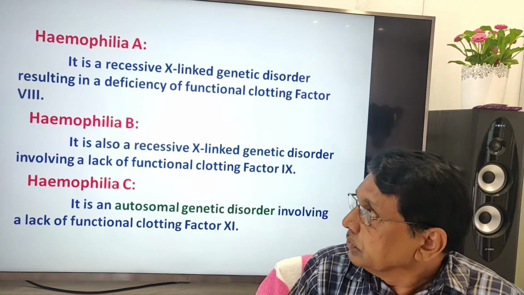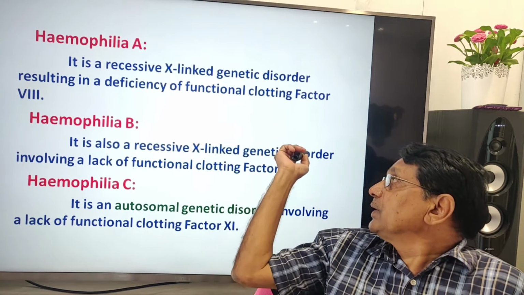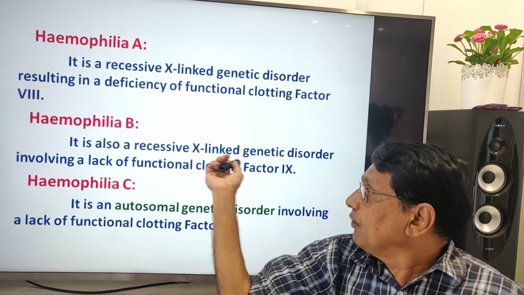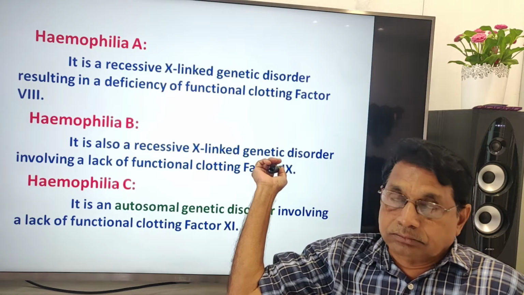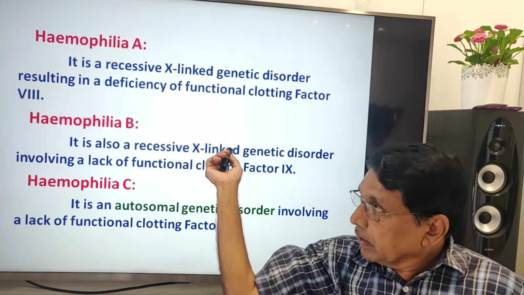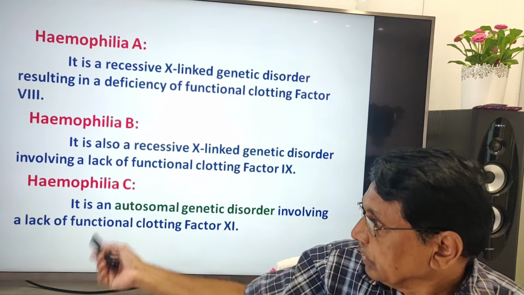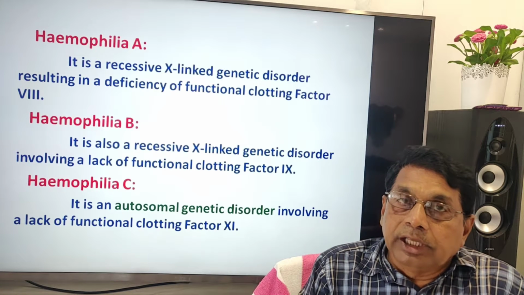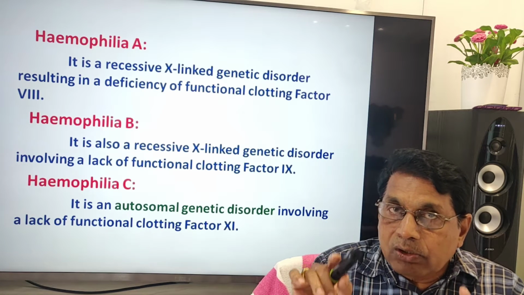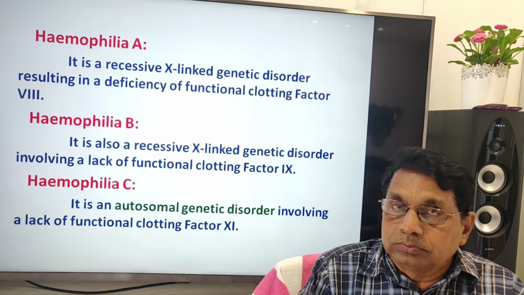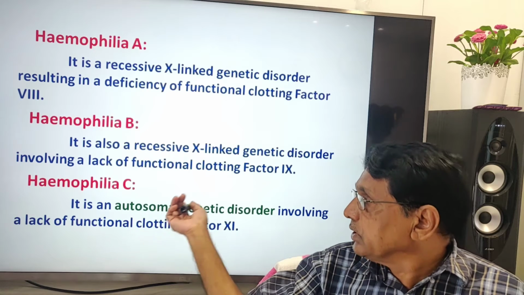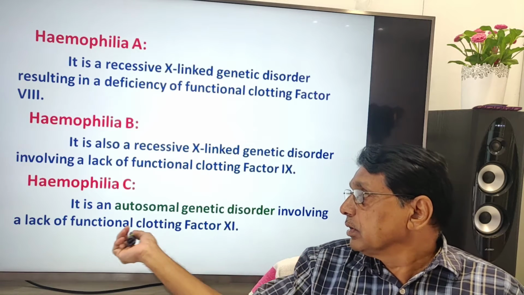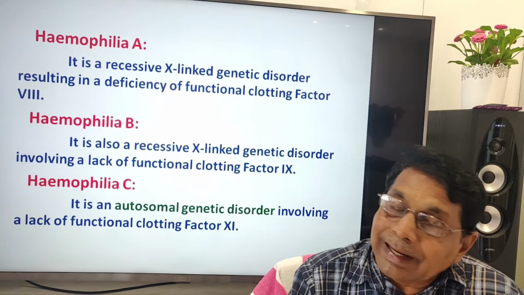Haemophilia B is also a recessive sex-linked genetic disorder involving a lack of functional clotting factor IX. A is factor 8, B is factor 9. Haemophilia C is autosomal. A and B are sex-linked, with genes located on the sex chromosome, particularly the X chromosome, whereas Haemophilia C is an autosomal genetic disorder involving factor XI.